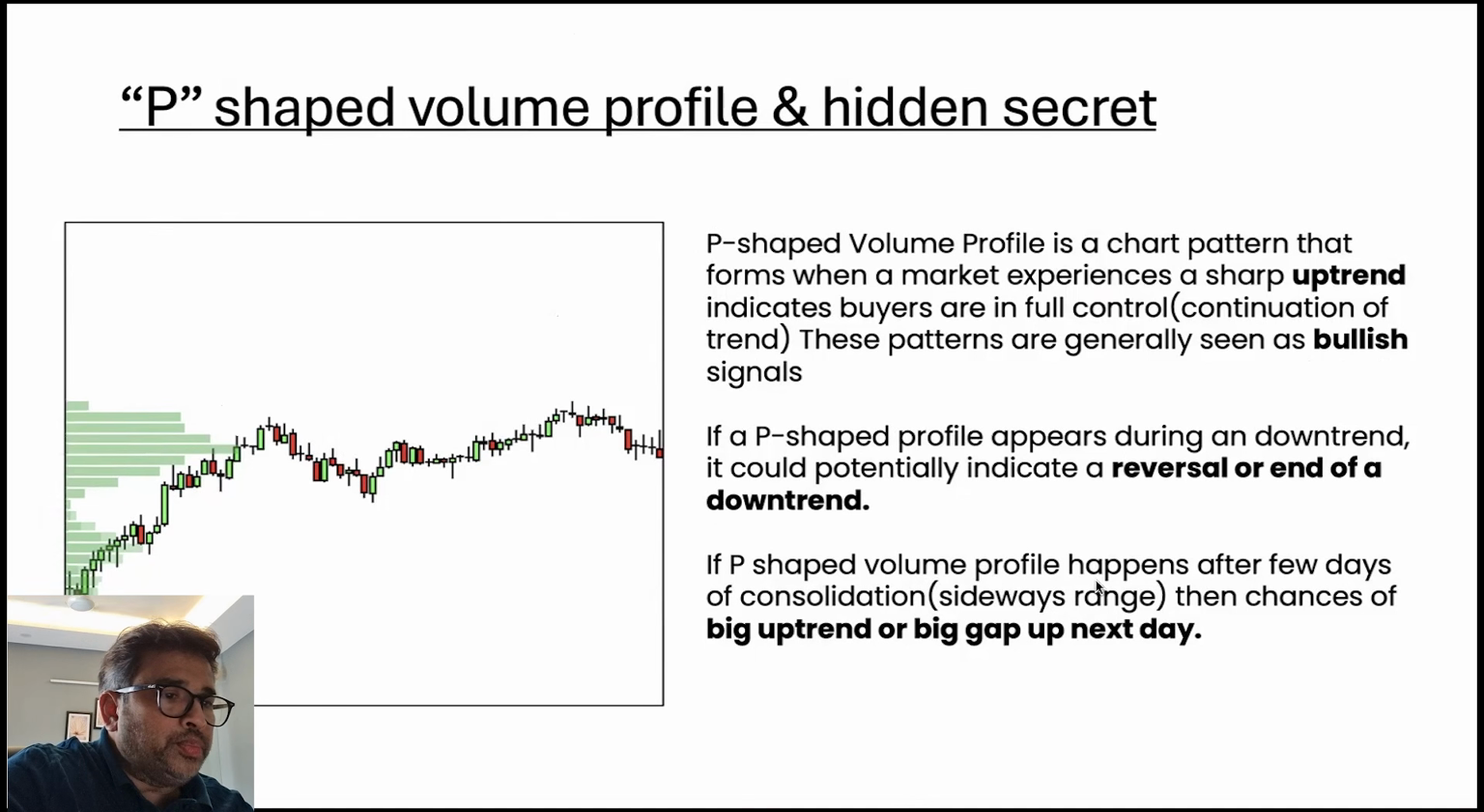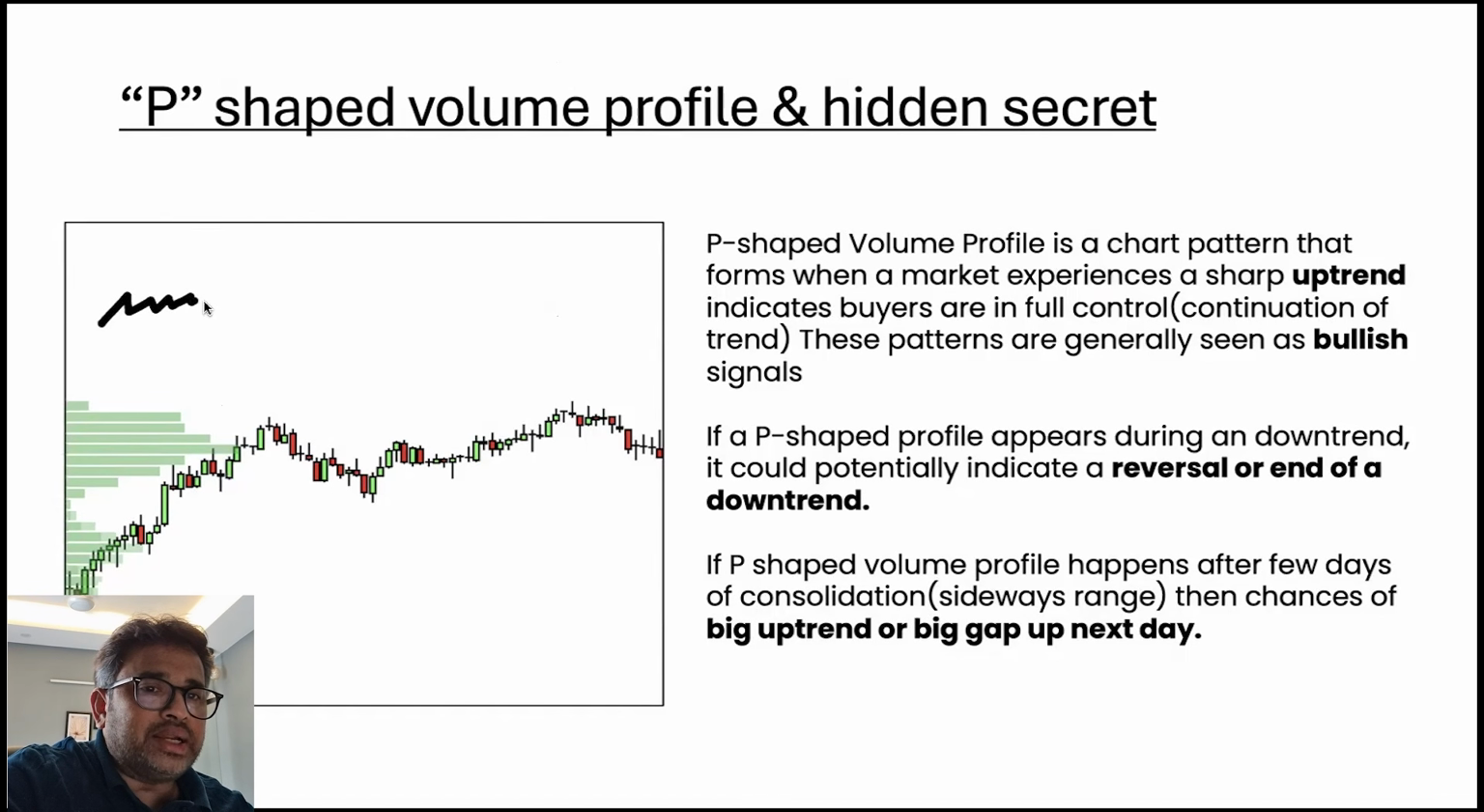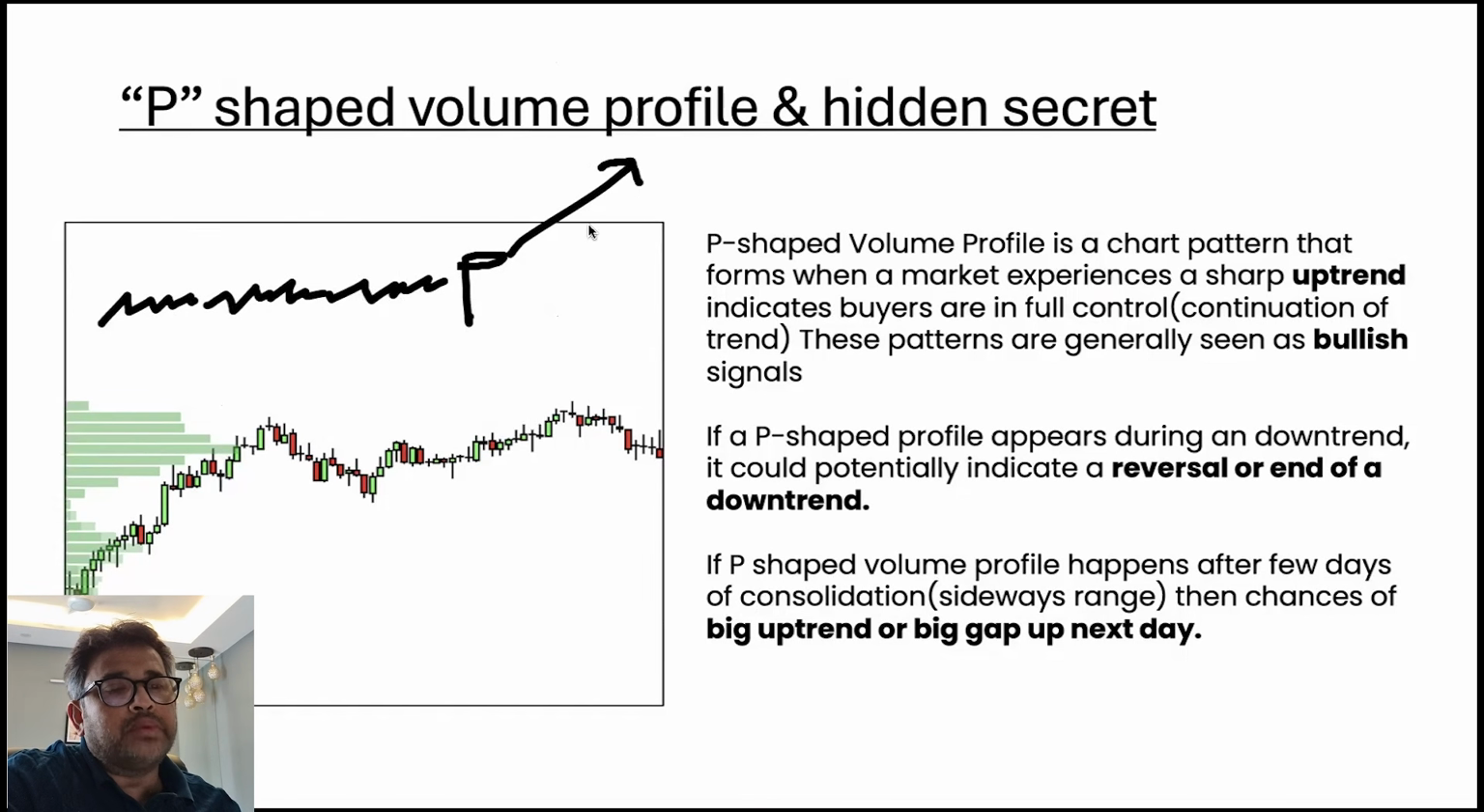Also, if a P-shaped volume profile happens after a few days of consolidation, then there are chances of a big uptrend or a big gap up the next day. That means you see that the market is trading sideways for many days, and one day you will see a P-shaped volume profile. That means the chances of the market gapping up next day, or a big trending day, are high probability.